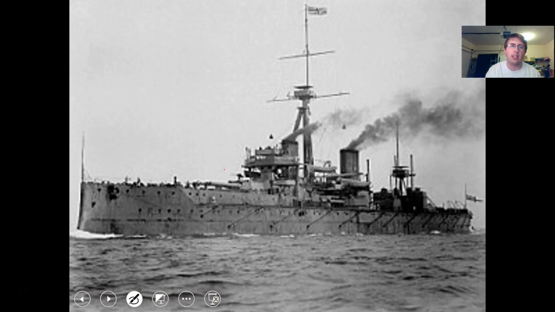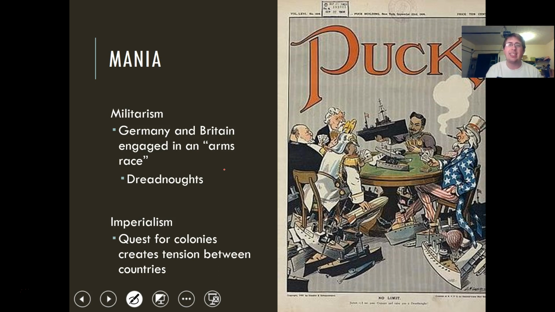I think I have a picture of it. Yeah, there it is. There's a dreadnought. And these are made of steel. So steel, a product of the Second Industrial Revolution, was used to create more efficient and perhaps more deadly weapons. So that militarism is going to drive up the arms race between them.